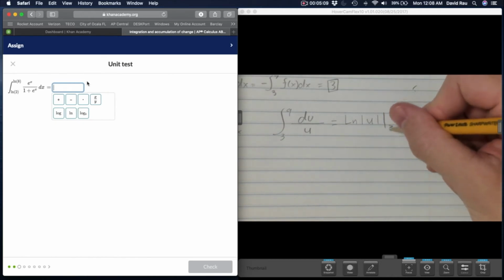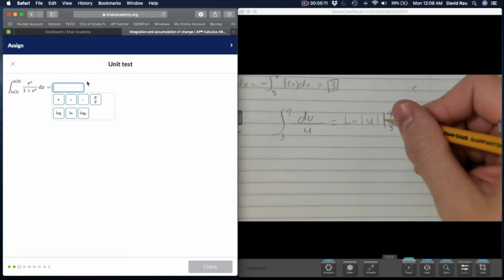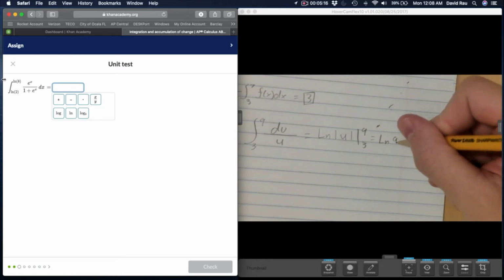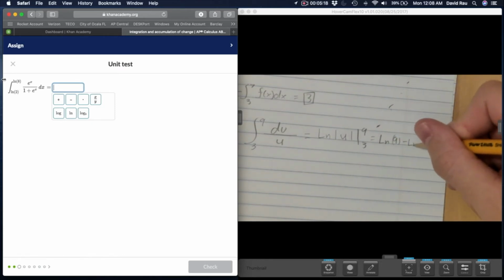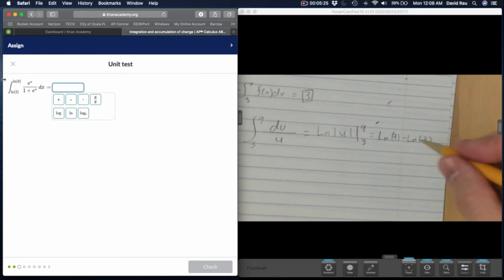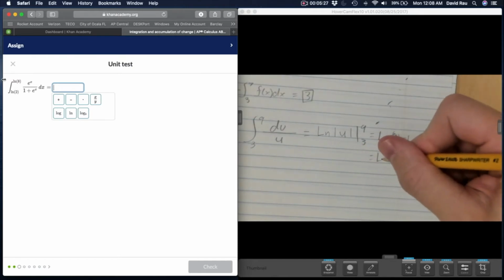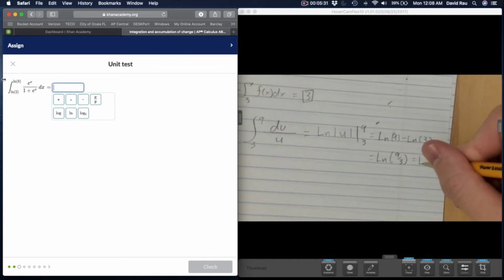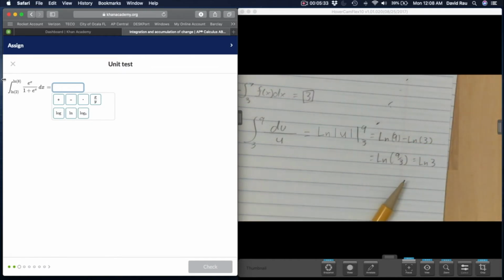I'm evaluating this from 3 to 9. All right, when I do that, I'm going to end up with ln of the absolute value of 9, but that's just 9, minus ln of the absolute value of 3, but that's just 3. And here's one more trick going on here. ln of 9 minus ln of 3 is the same as ln of 9 over 3, which would just be ln of 3.